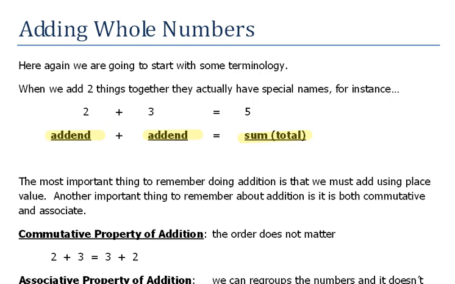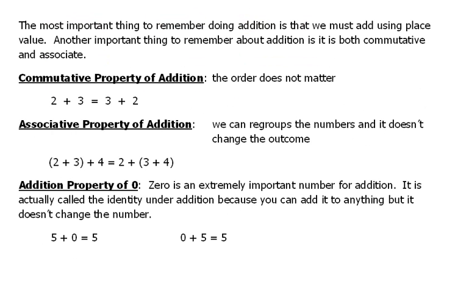Now, we also have some properties that allow us to be able to do different things with addition. And these are very important properties for you to be aware of and to know the name of and understand how they work. So our first property is the commutative property of addition. And the commutative property says that the order does not matter, meaning you can add things in any order you want to. 2 plus 3 is the exact same as 3 plus 2. So we could actually flip-flop the order, and it still comes up to be the exact same answer.